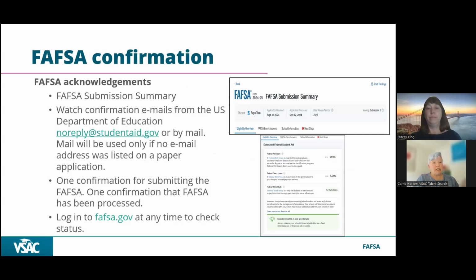The FAFSA acknowledgement that students will get is called the FAFSA submission summary, and you can watch for confirmation emails from the U.S. Department of Education. Students will get one confirmation for submitting the FAFSA. They'll get another one that their FAFSA has been processed. And they can also log in at FAFSA.gov at any time to check their status. What they will see, if you're looking at the screen, is that there's this menu, and it says there's an eligibility overview. And with that eligibility overview, you can actually see estimates of financial aid that might be awarded based on the information that was reported on the FAFSA.